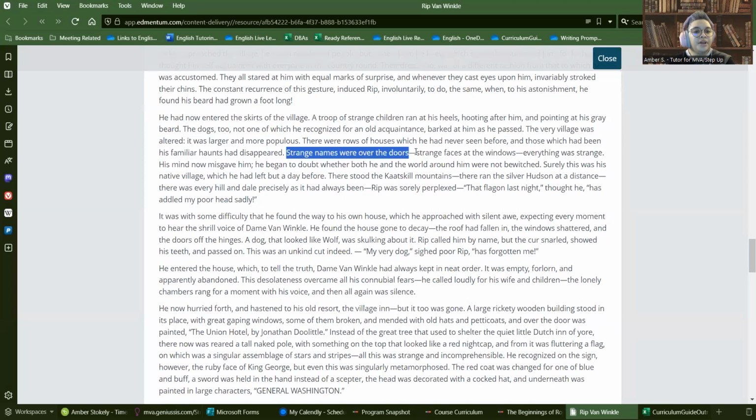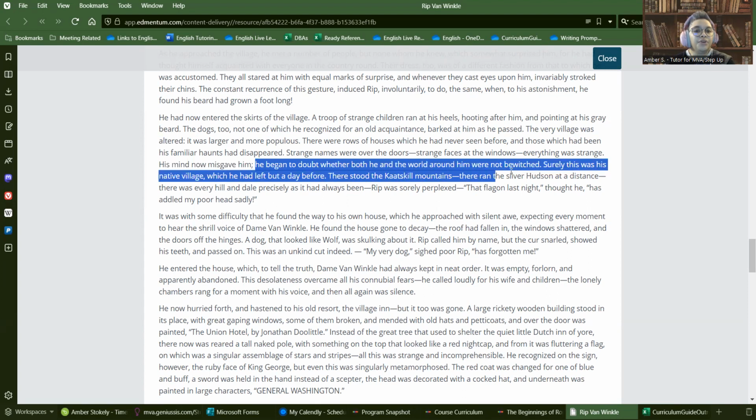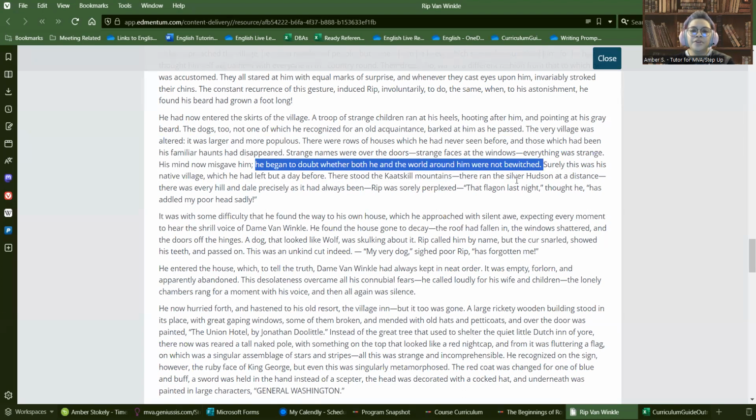Strange names were over the doors, strange faces at the windows. Everything was strange. His mind now misgave him. So to have misgivings means to not trust things, right? You don't want to trust what you're seeing. So his mind is now kind of distrustful. It says he began to doubt whether he and the world around him were not bewitched. So he's like, something weird is going on.